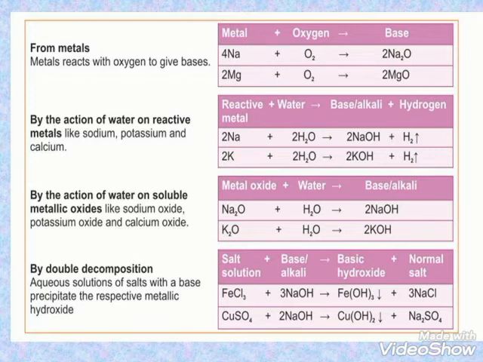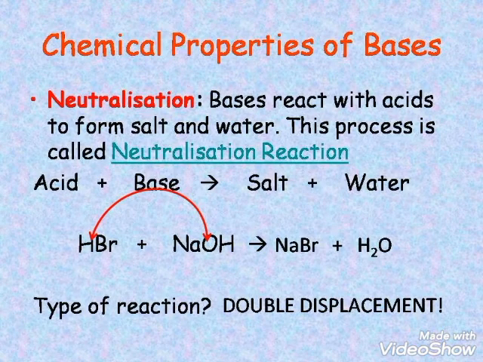Also by the double decomposition method, where solutions of salts are used, they form the basic hydroxides and the normal salts are formed. This method we have already discussed in the chapter on analytical chemistry, where we showed how different types of salts, when they react with the bases or alkalis, form colored precipitates. For example, FeCl2, when it reacts with NaOH, forms Fe(OH)2, which gives a dirty green precipitate, whereas copper sulfate gives a blue precipitate.